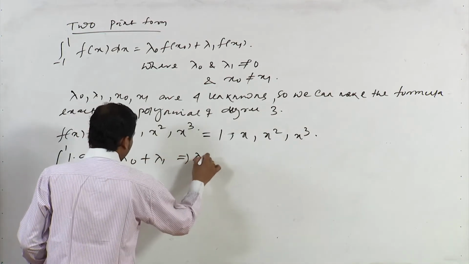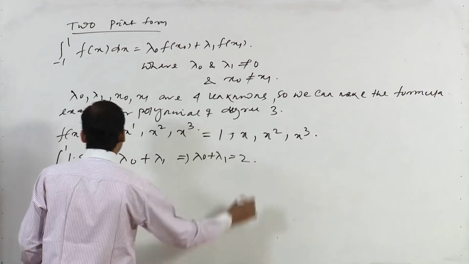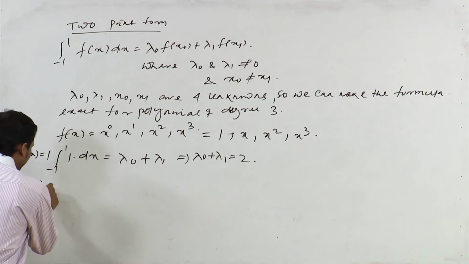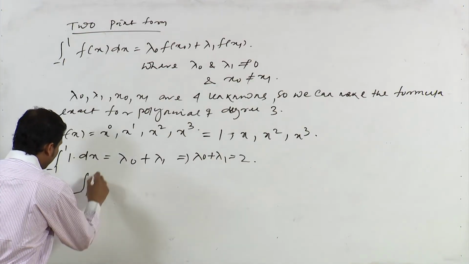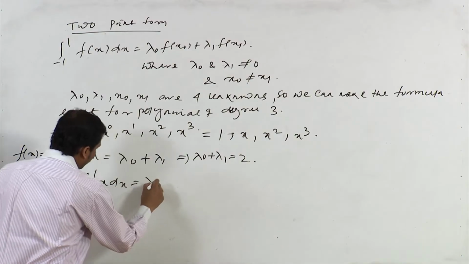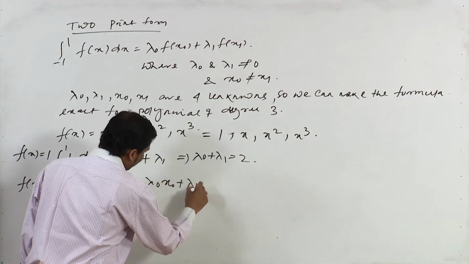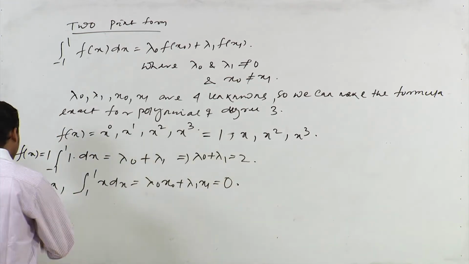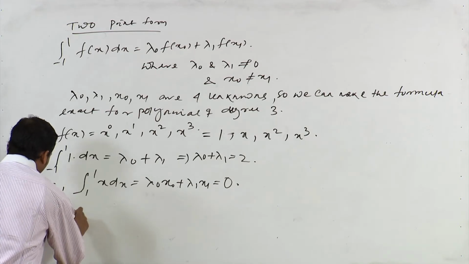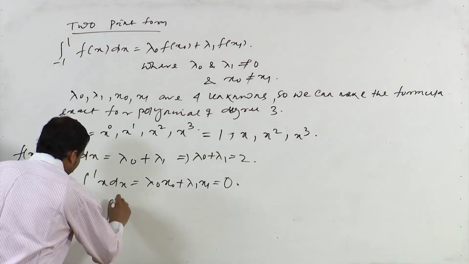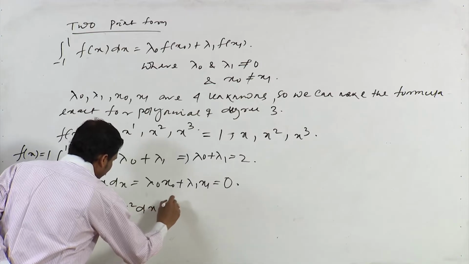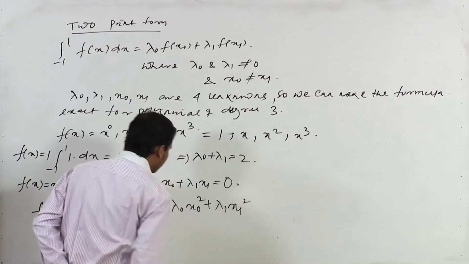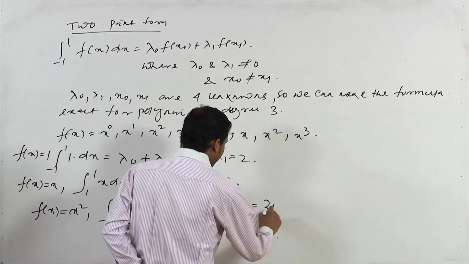This implies that lambda 0 plus lambda 1 equals 2. If we use f of x equals x, then we can write the integral from minus 1 to 1 of x dx equals lambda 0 x0 plus lambda 1 x1, which equals 0 here. Similarly, if we use f of x equals x square, then the integral from minus 1 to 1 of x square dx equals lambda 0 x0 square plus lambda 1 x1 square, and this is nothing but 2 by 3 here.